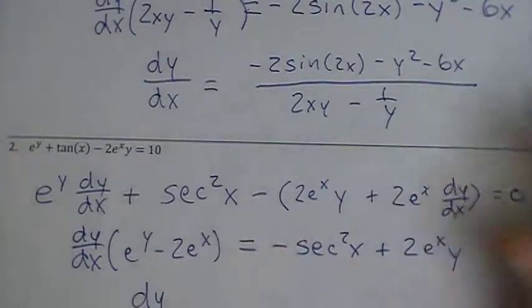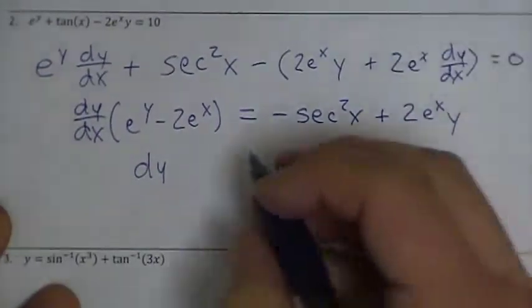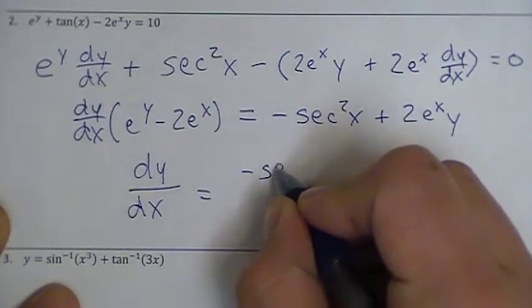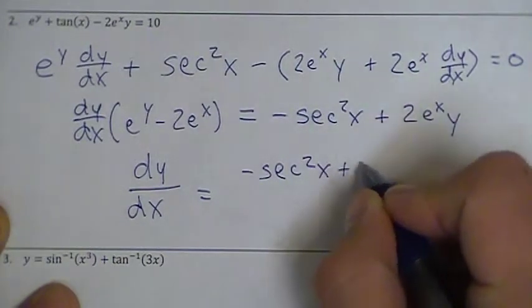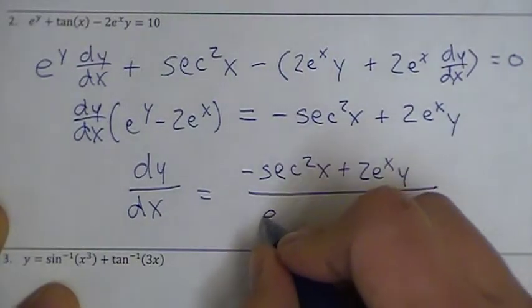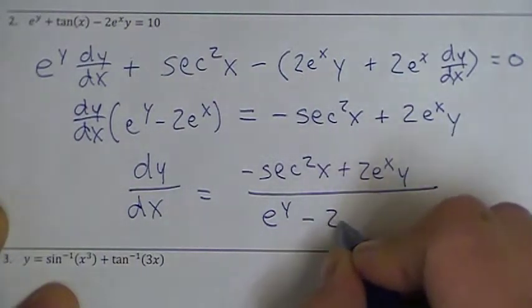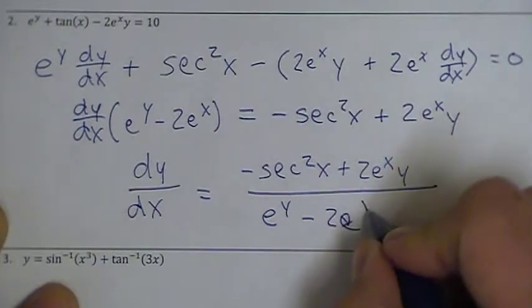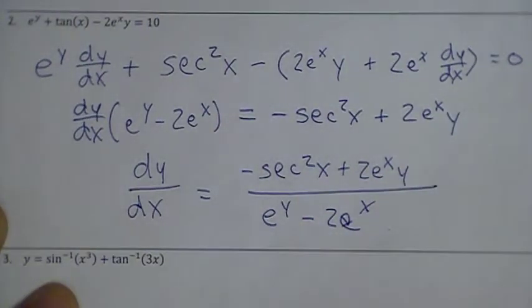Dividing each side by the set of parentheses to isolate dy/dx is just going to leave us with negative secant squared of x plus 2e to the x times y all over the set of parentheses that was multiplying dy/dx from the previous line. Sloppy e there, sorry about that. So e to the y minus 2e to the x.